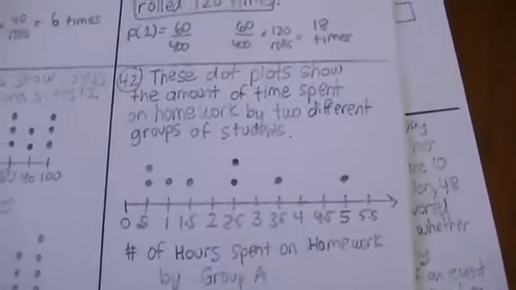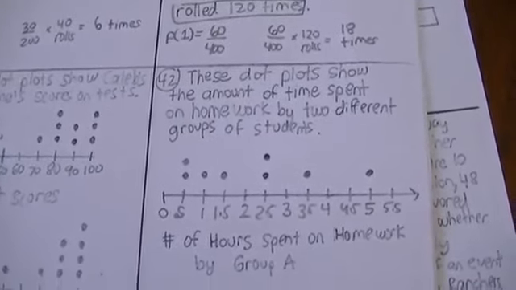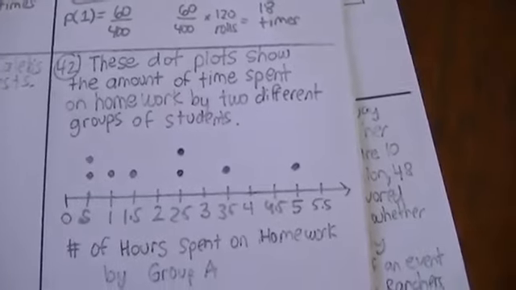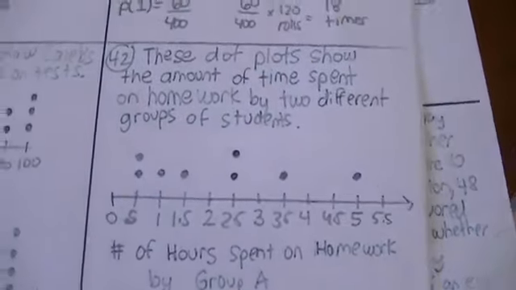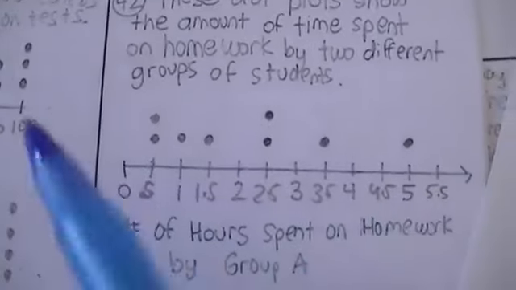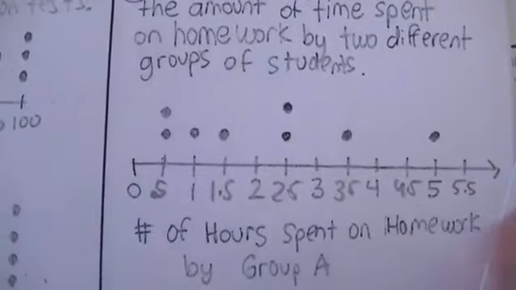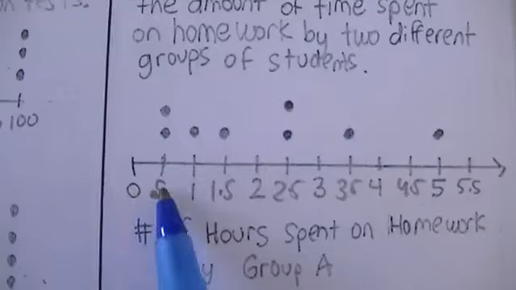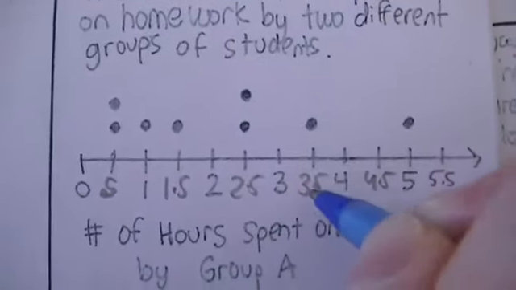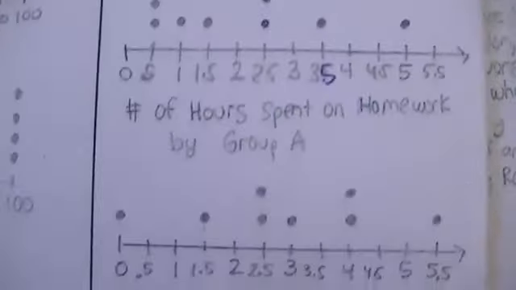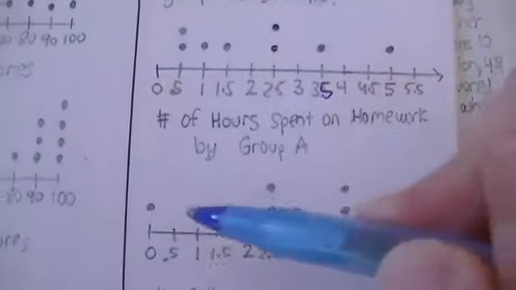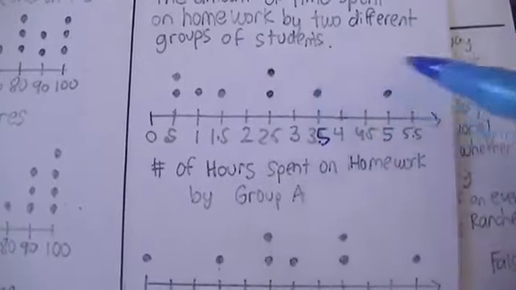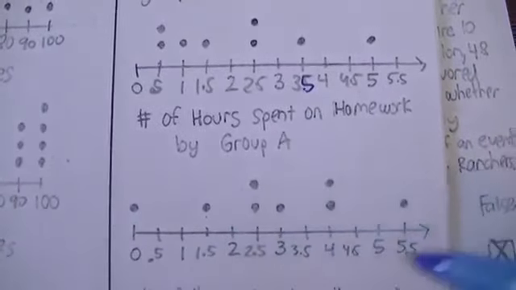Okay, these dot plots show the amount of time spent on homework by 2 different groups of students. Take a second right now and fill in the blank parts of that number line, okay? Because you'll see it's counting by 0.5. The reason I know it's counting by 0.5 is because halfway between 0 and 1 is 0.5. So we're counting by 0.5. So add 0.5 each time, and that's what your number line should look like, okay? Same with down here for group B. Fill it in. And there's 1, 2, 3, 4, 5, 6, 7, 8. 1, 2, 3, 4, 5, 6, 7. Yep, there's 8 in each.